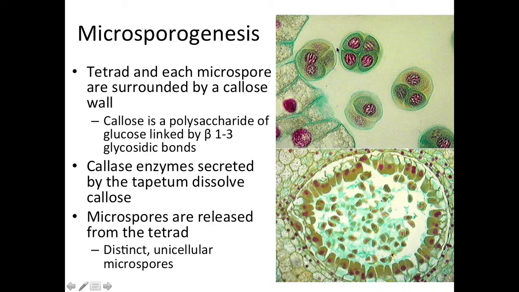So once the callose cell wall has been dissolved around these microspores, then the microspores are singular, and they're going to go on to complete microgametogenesis. So the process of microsporogenesis is complete once you have singular microspores that have been released from the tetrad.